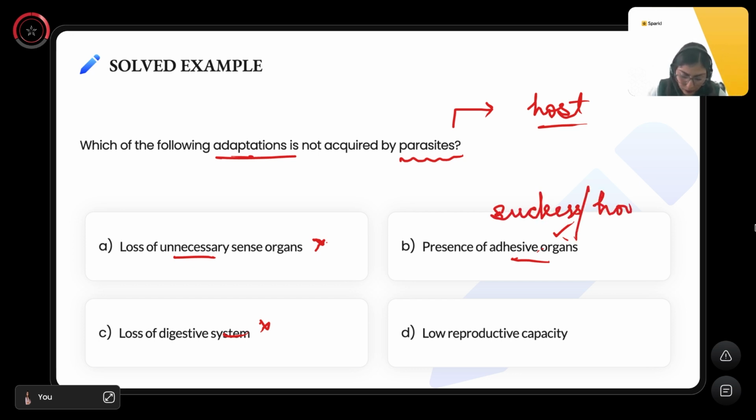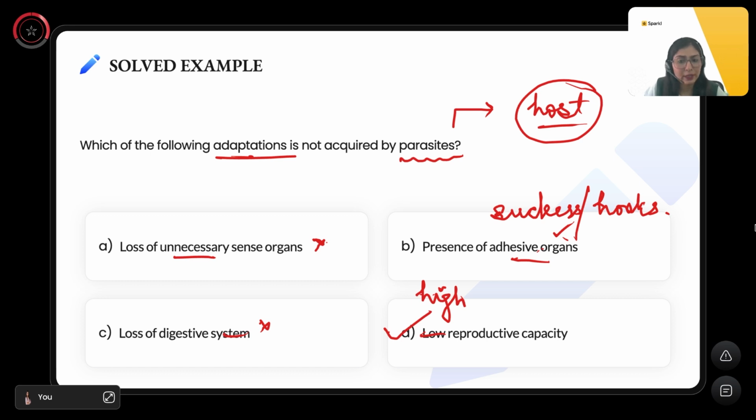Okay, and if we talk about reproductive capacity, beta, reproductive capacity is not low, it increases, it becomes very high. Why? Because these parasites face immense challenges to successfully locate themselves to infect this host. So they have to increase their reproductive capacity. So according to this question, our correct answer would be option D. Clear? Let us look at the next question.